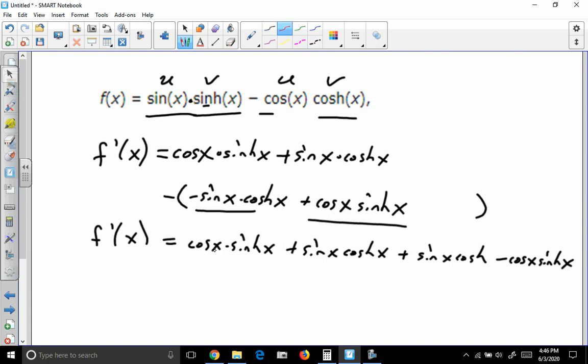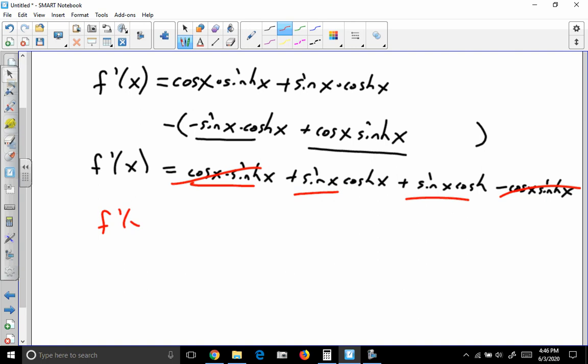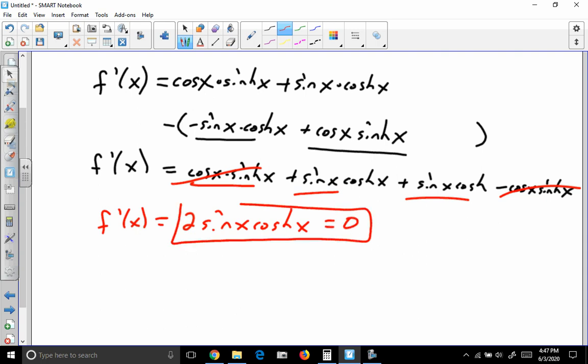So this one and the last one are opposites. Those cancel. The two middle ones are the same, so they just add together. So our derivative is 2 times sine times hyperbolic cosine. We want to find the critical points so that we can get the extrema, so set that equal to 0. This is nice because we have a product, so we find out what makes each of those factors 0.